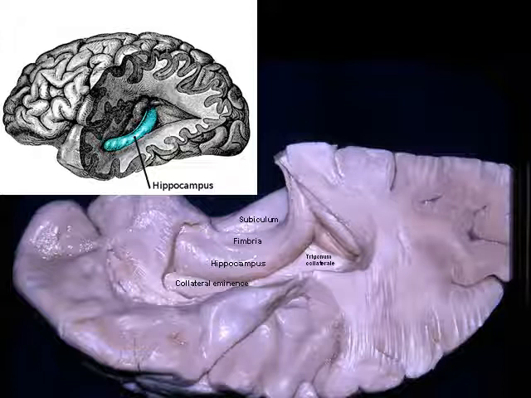The main mass of the hippocampus consists of gray substance, but on its ventricular surface is a thin white layer, the alveus, which is continuous with the fimbria hippocampi.